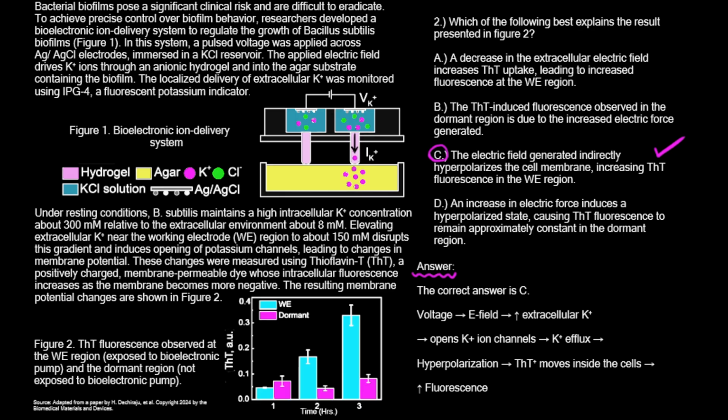The negatively charged membrane then allows the positively charged ThT dye to enter the cell. It increases fluorescence in the WE region as shown in figure 2. So answer choice C is the correct answer.